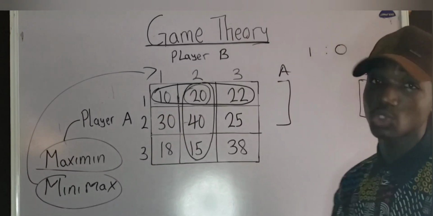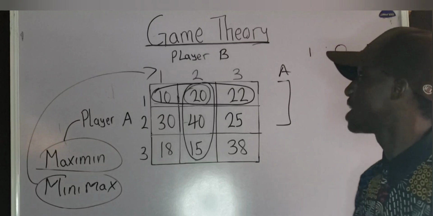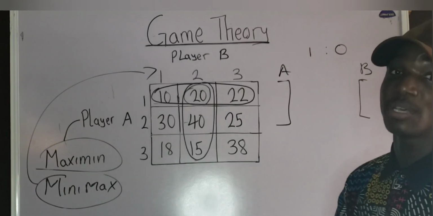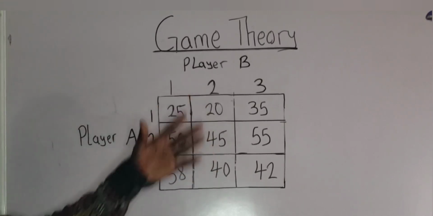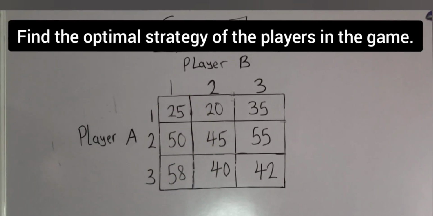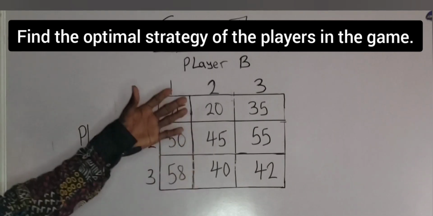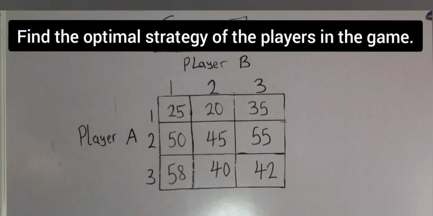Now let's proceed to solve a typical example on game theory. Let's look at the pure strategy first. Having discussed the basic terminologies in game theory, now let's solve this example. We are told to find the optimal strategies of the players in this game.